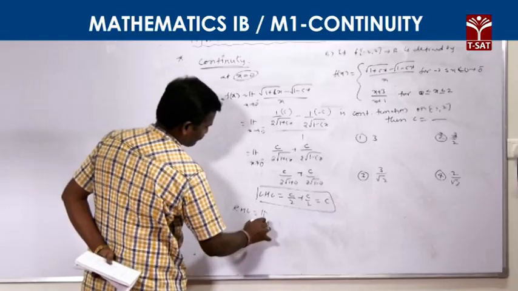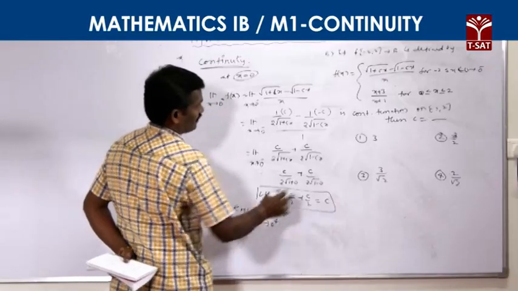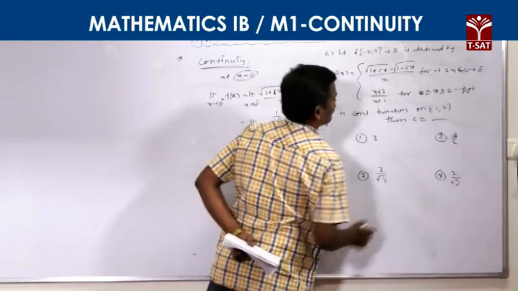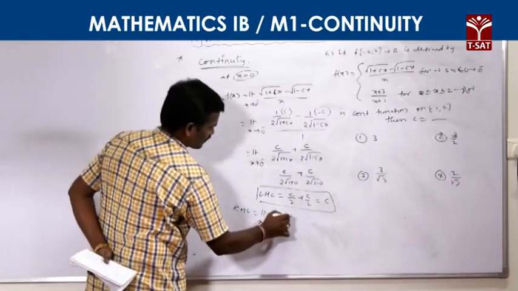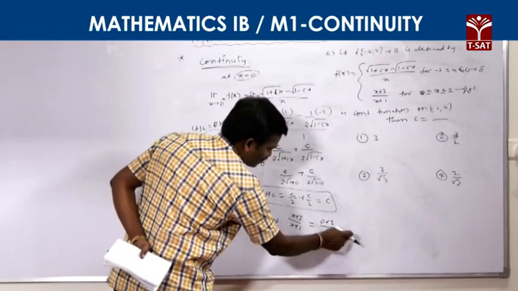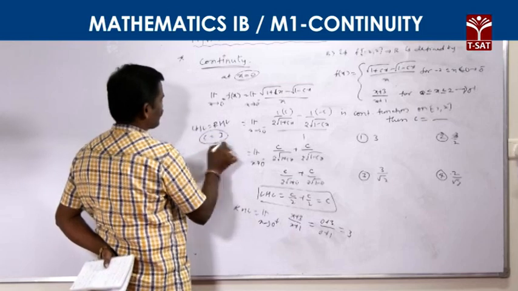Now the right hand limit. As x tends to 0 plus, the f of x function in the case where x is more than 0 is x plus 3 by x plus 1. Substituting 0: 3 by 0 plus 1 is 3. So the answer is c equals 3.